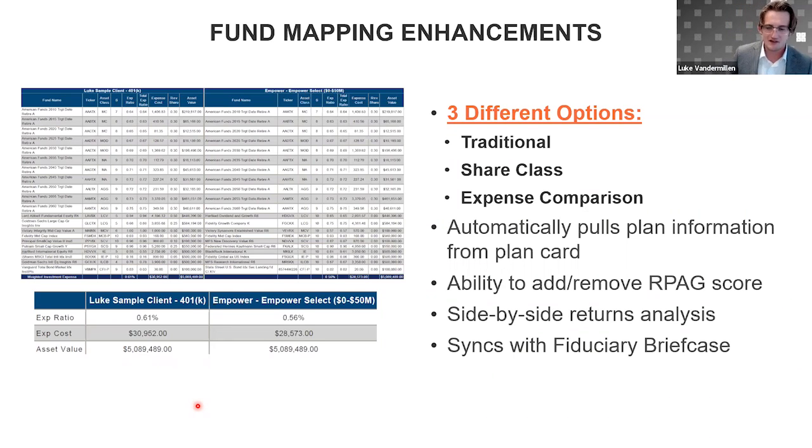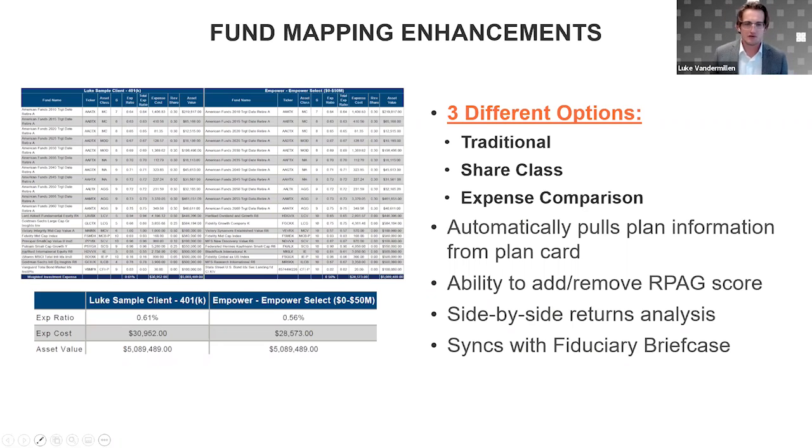So we've had this fund mapping report for a little bit here, but we've added some really neat enhancements to it. We've added 3 different types of fund mappings that you can run. Whether you're doing a traditional fund-to-fund fund mapping, that's the one that you see here on the left-hand side. Whether you're doing a share class to share class comparison, where you might be trying to show some share class options. And then an expense comparison as well, showing side by side, hey, if we went ahead with these proposed fund changes, here's what your expenses would look like.